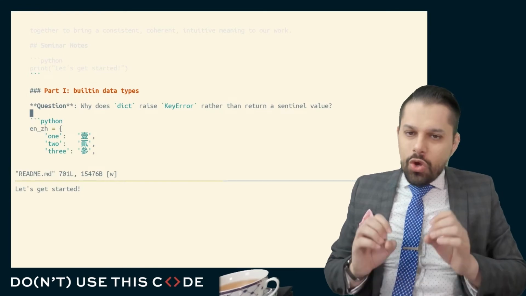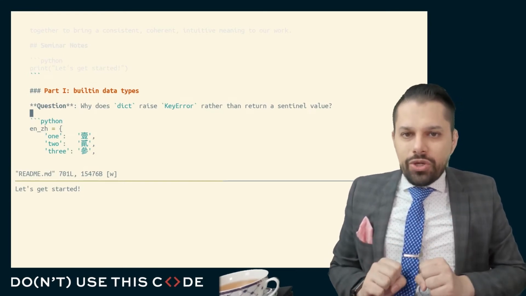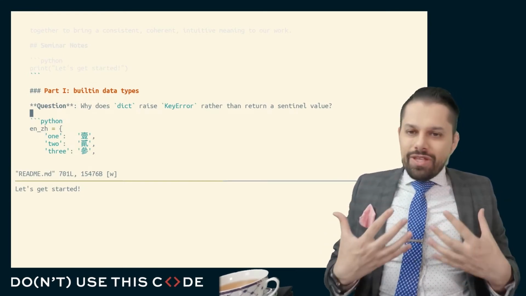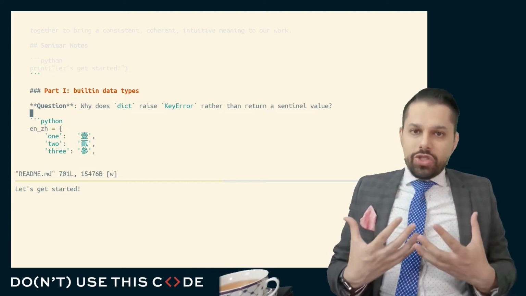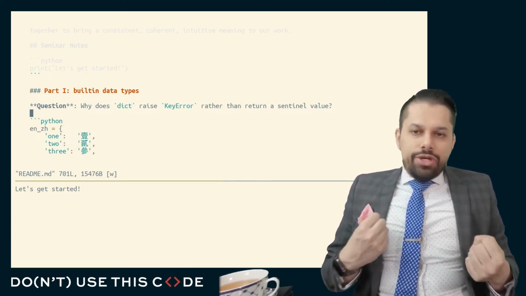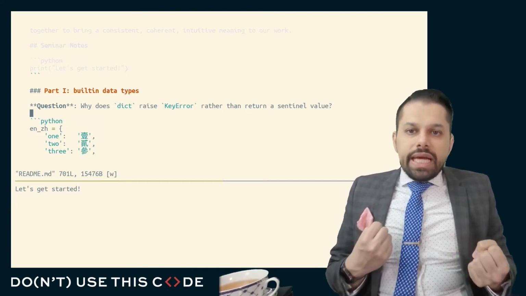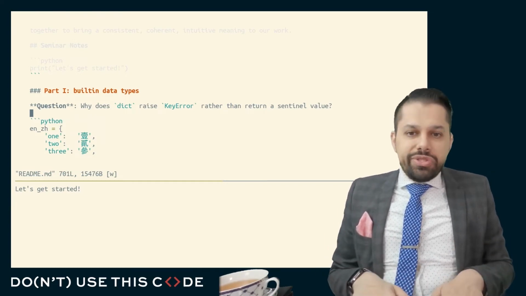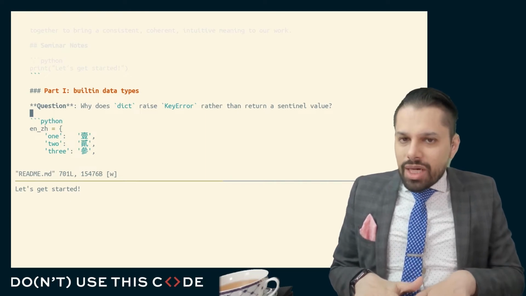Why do dictionaries raise key error rather than returning a sentinel value? One of the things that I love about these questions is oftentimes somebody will look at them and they'll have a very superficial, a very facile answer. They'll say, well, what else would you do? But there are often a lot of different choices.